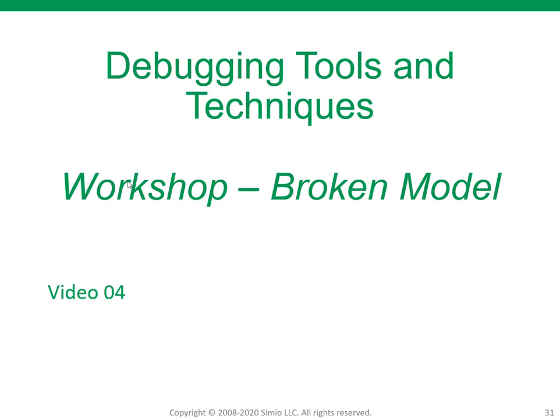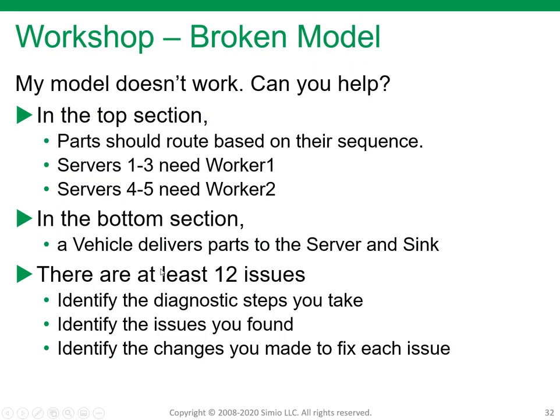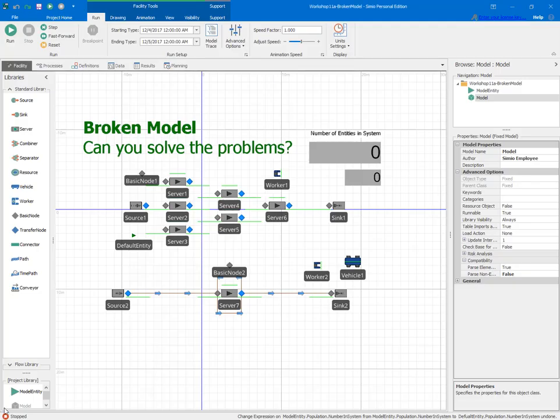This is the solution part of the workshop for video 4 in the debugging tools and techniques module. This workshop was called Broken Model. We provided a model that was broken and gave you the functional requirements. There are some basic functional requirements, and we let you know that there were at least 12 issues with the model. So let's jump in and look at how we do this.